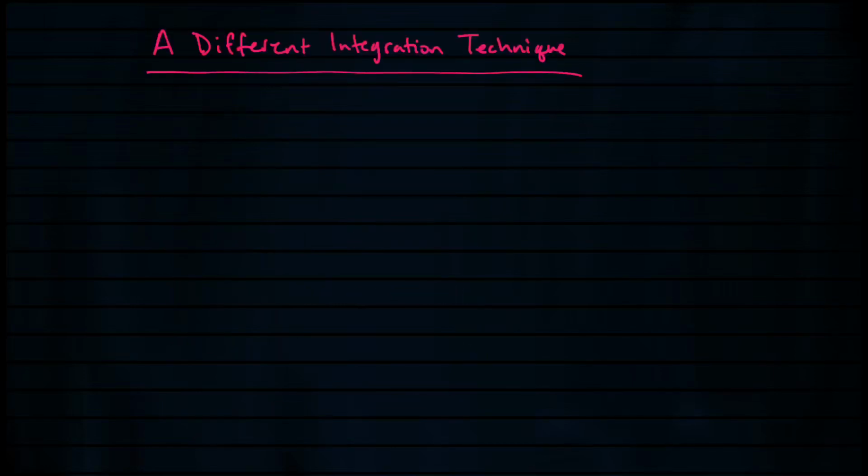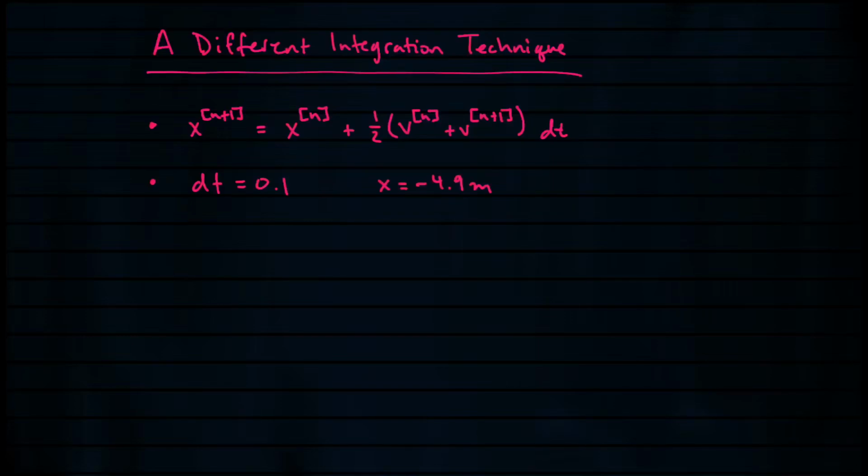So let's look at a different integration technique. Since we noticed that the previous and next values of velocity were above and below where we ought to be, how about we try taking the average? In other words, maybe it's just that we don't know what the next velocity is supposed to be, and that's what's causing the problem. If we use a time step of, say, 0.1 seconds, we find that our x actually equals minus 4.9 meters, which is exactly what our answer is supposed to be.